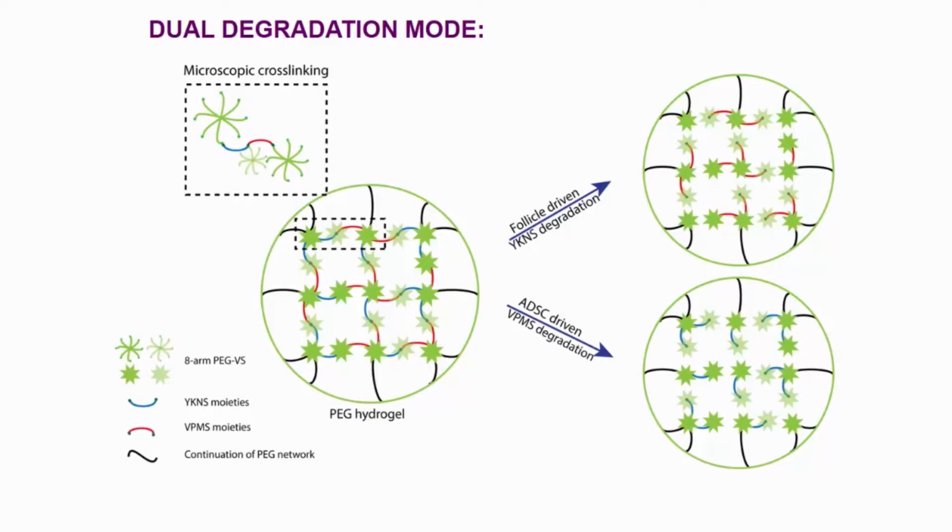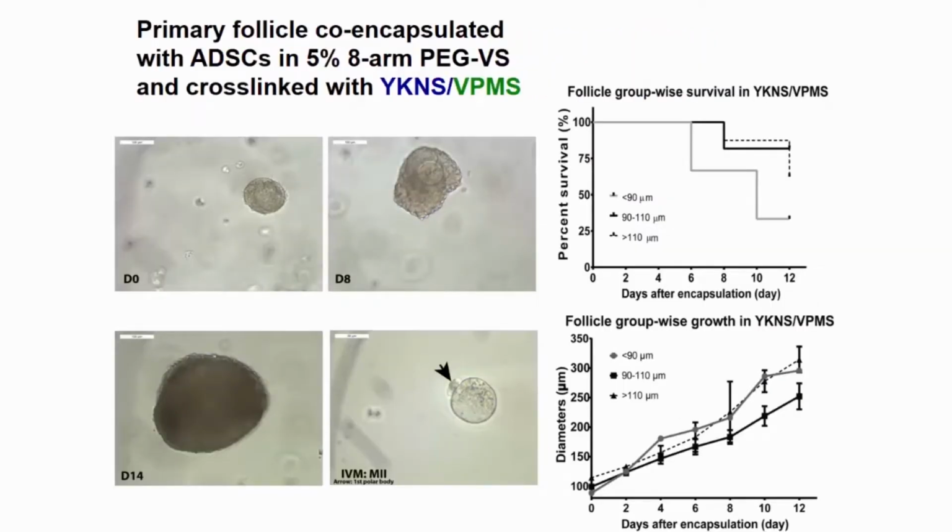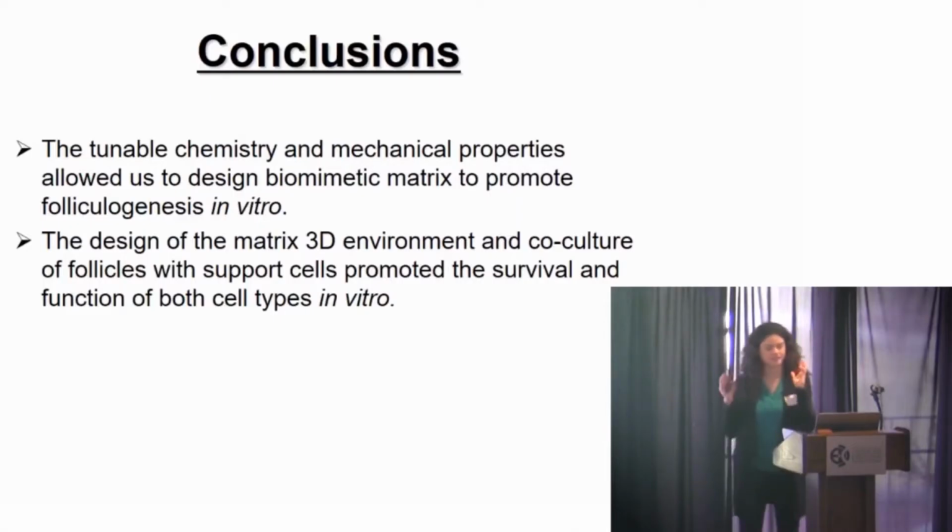And to our happiness and excitement, we saw that, so this is live-dead stain for the adipose-derived stem cells, showing that the ADSCs survive much better in the dual hydrogel compared to the pure plasmin-sensitive sequence. And then when co-cultured in this hydrogel that has the dual degradation, one for the ADSCs and one for the follicles, we do see that the follicles survive much better, and they also grow nicely and can be reached to maturation.